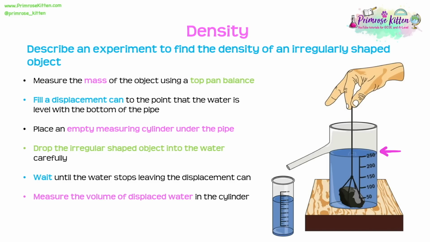and then we're going to have a look at our cylinder, which was catching all of that displaced water, and we're going to measure the volume of that displaced water. Now that volume is the same as the volume of your object. So here then, we can use the equation for density, which is density equals mass divided by the volume, to calculate the density of that object.